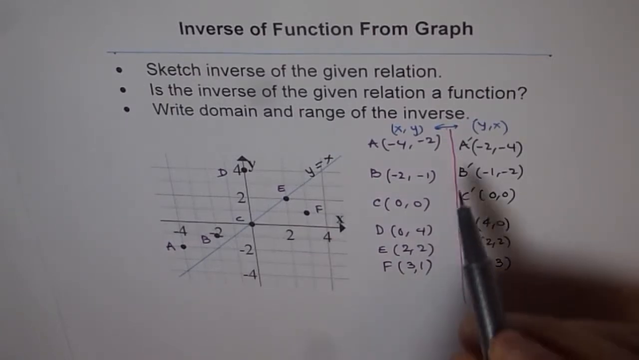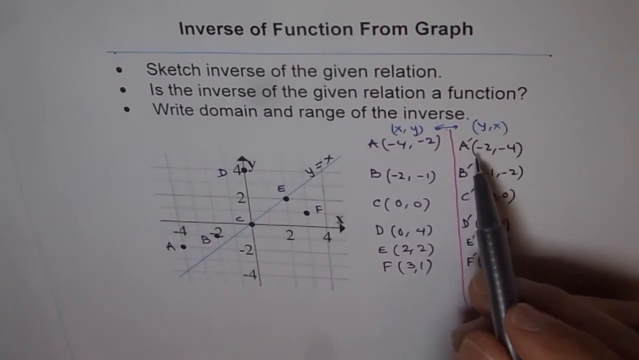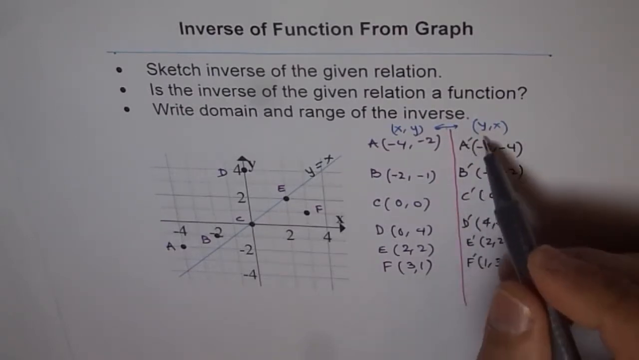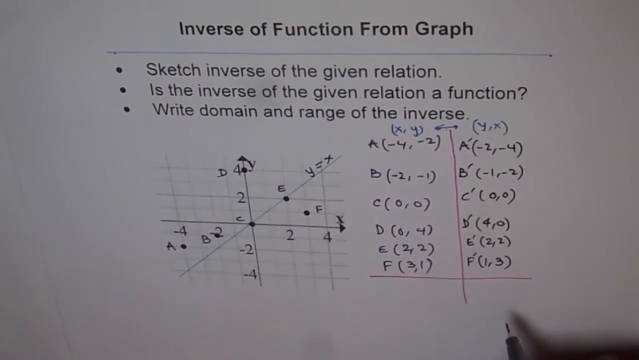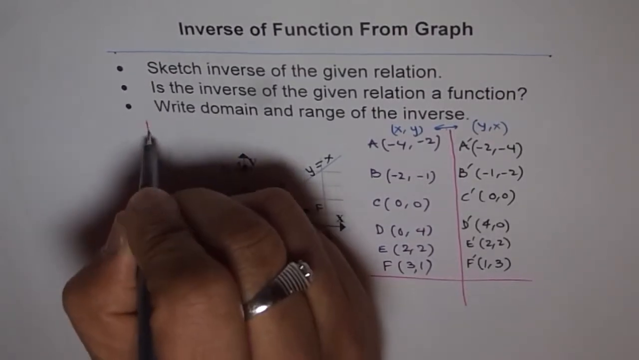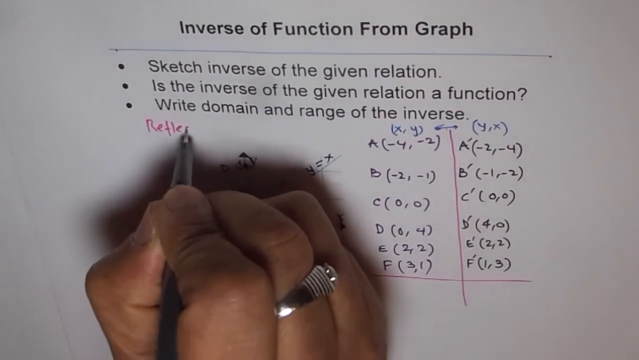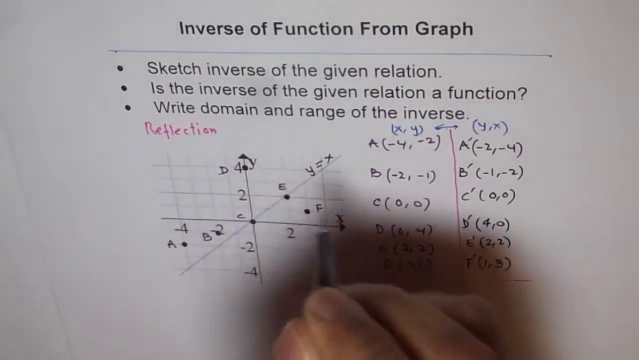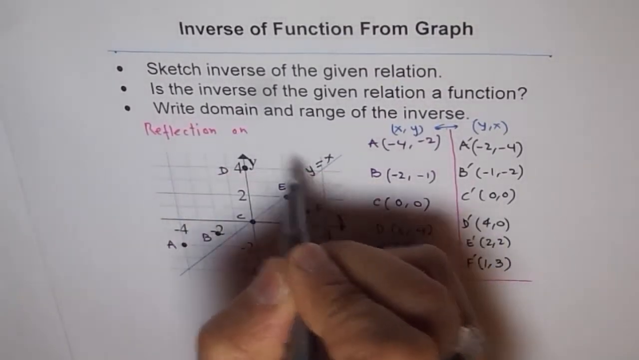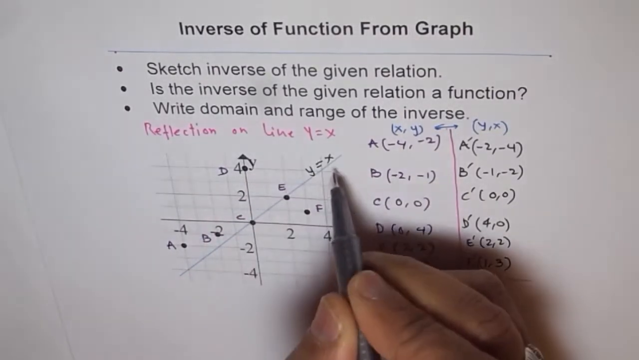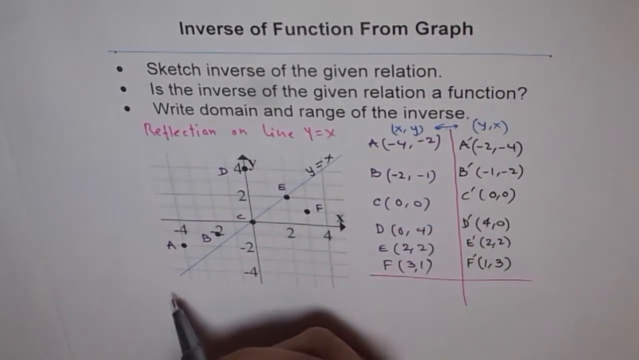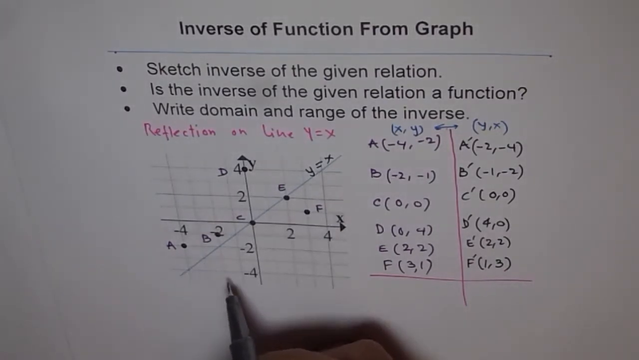So let's plot all these points. Let me plot these points using the second technique, which is reflection on the line y equals x, right? I've already drawn this line in light blue for you, and will reflect each point on this line to get the inverse of the relation.